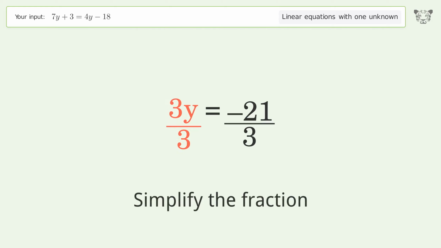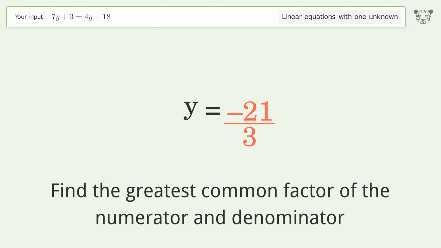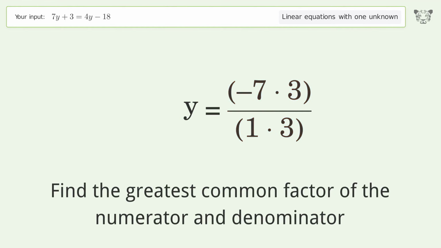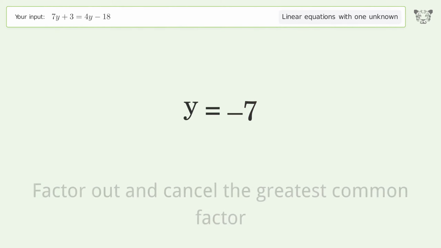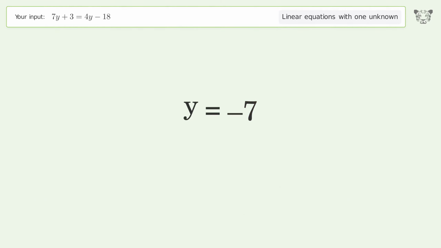Simplify the fraction. Find the greatest common factor of the numerator and denominator. Factor out and cancel the greatest common factor. And so the final result is y equals -7.